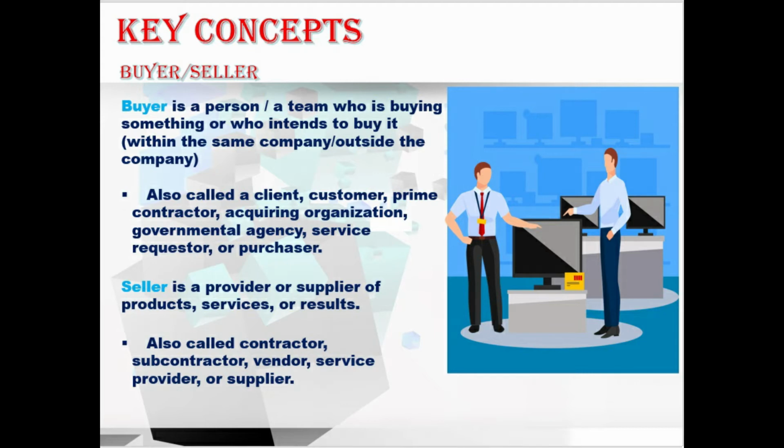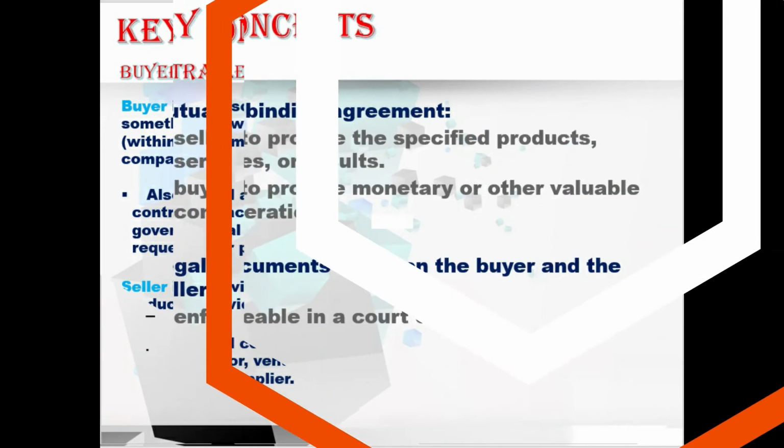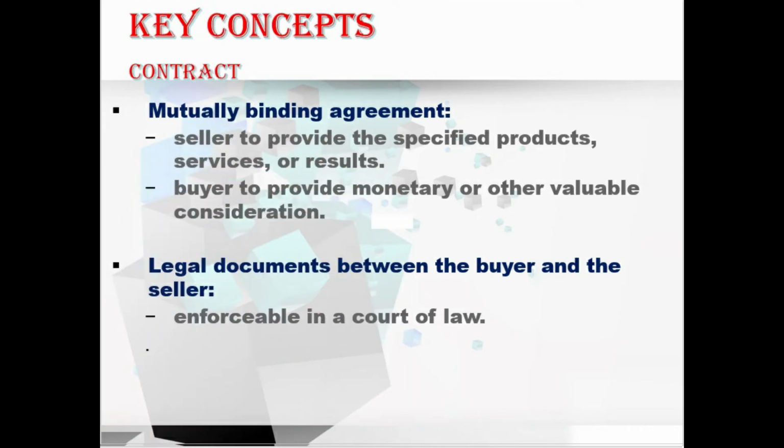So let's move to the next key concept. What is a contract? A contract is a mutually binding agreement between the seller and the buyer. That is, the seller provides the specific products, services, or results, and the buyer provides the monetary or other valuable consideration. This also involves legal documents between the buyer and the seller that are enforceable in a court of law. That is purely the agreement.